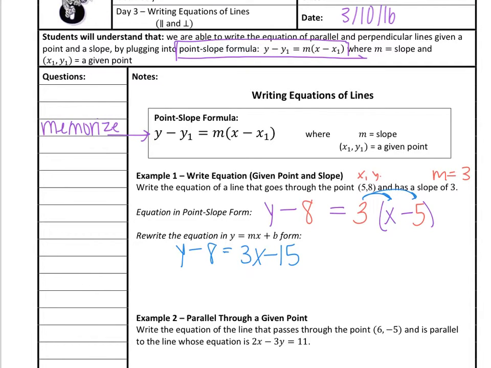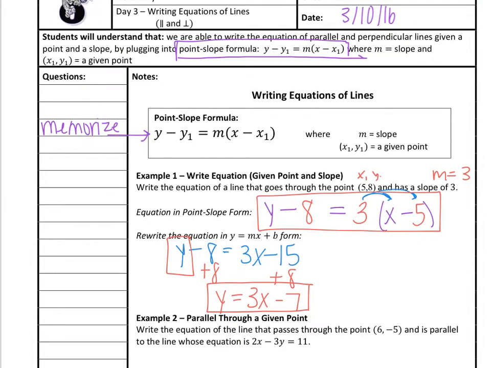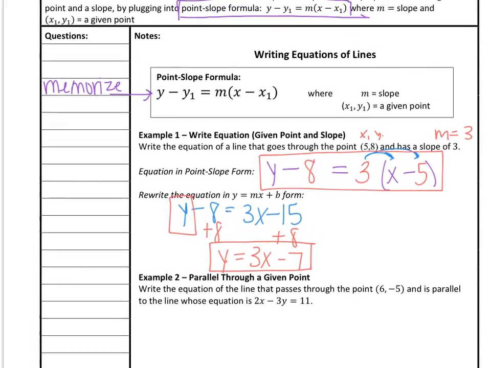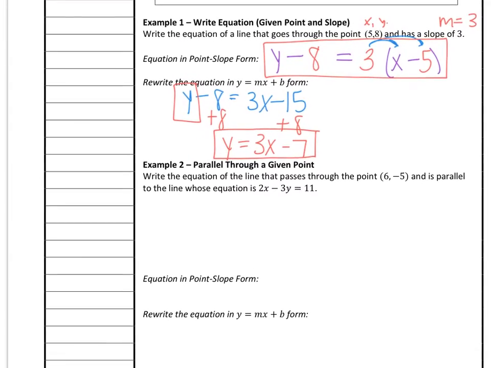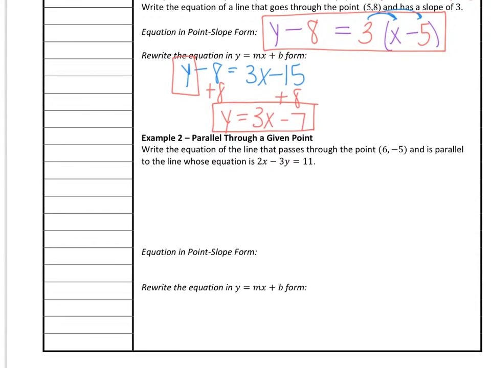Then again, to get y by itself, add 8. So now we have y equals 3x minus 7. Now we have two final answers, one in point slope form and the other in y equals mx plus b form. Now we're going to practice writing an equation that's parallel to a given line.